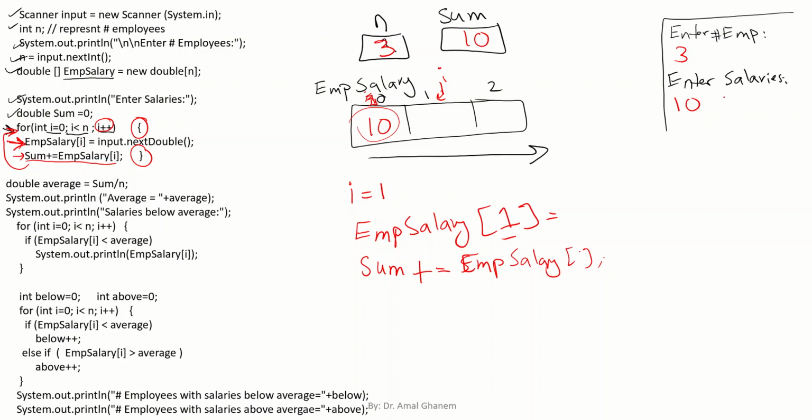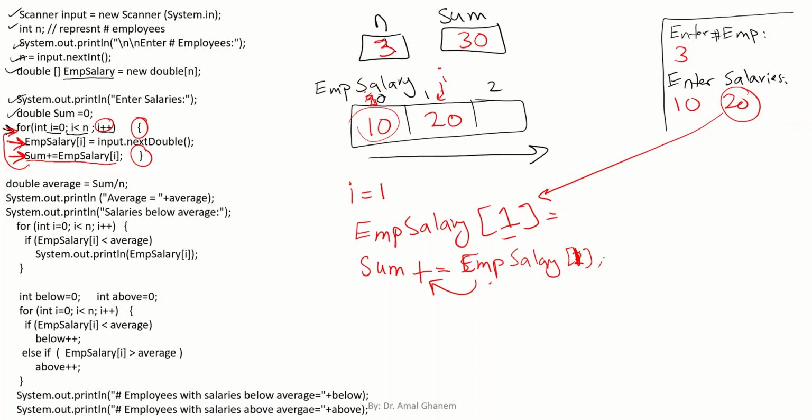So let's assume the input is a 20. So this 20 should be saved in salary of location 1. Similarly, I will update the sum by taking the value of location 1 and adding it to the sum, which is 20 plus 10, so it should be 30. So here the value we should have is 30.